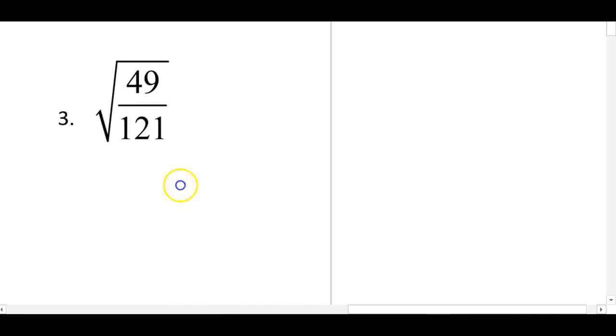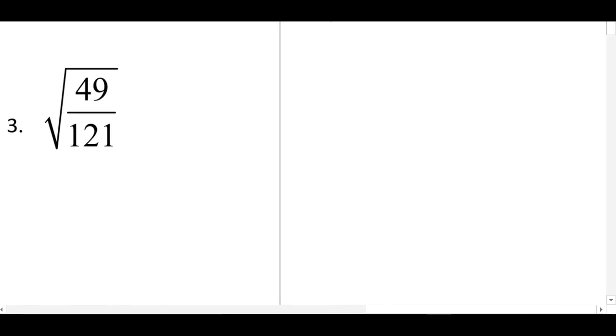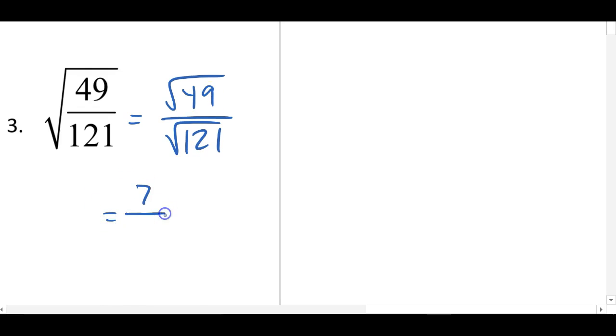Okay. Now here with fractions. When you do a fraction, you do the square root of the top, and then the square root of the bottom, or the square root of the numerator and the square root of the denominator. So here, square root of 49 on the top, square root of 121 on the bottom. Square root of 49 is 7. Square root of 121 is 11. And guess what? 7 over 11. I know some of you guys like that one.